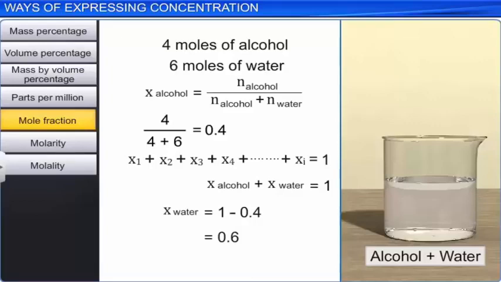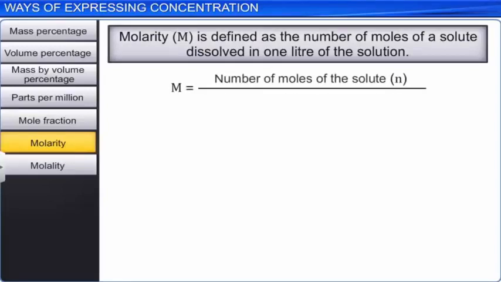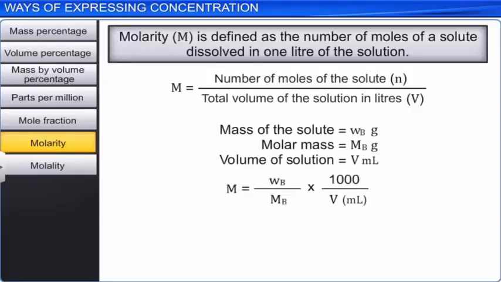Let us now look at another frequently used concentration term, molarity. Molarity is defined as the number of moles of a solute dissolved in 1 liter of the solution. It is represented by capital M. Mathematically, the molarity of a solution can be represented as M is equal to n, the number of moles of solute, divided by V, the total volume of the solution in liters. If Wb grams of the solute of molar mass Mb is present in V milliliters of a given solution, then M is equal to Wb divided by molar mass Mb, multiplied by 1000 by V ml.